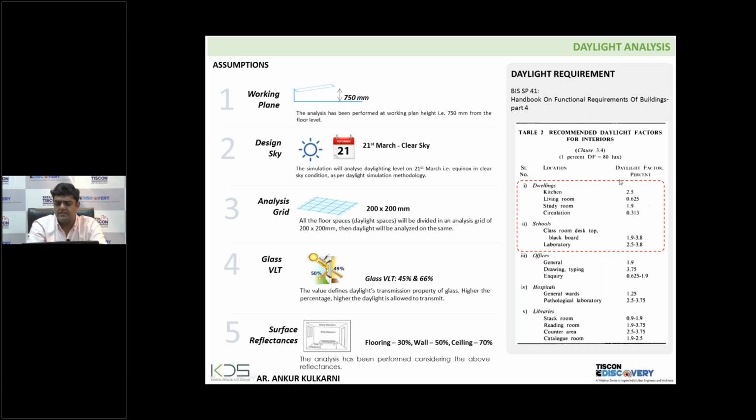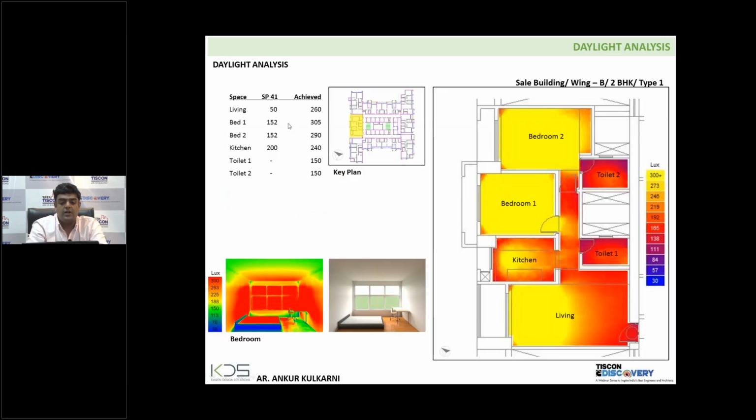And for daylight factors, these are the standards by SP41: the kitchen should have a daylight factor of 2.5, living room 0.625, study room 1.9, and circulation spaces 0.3. One daylight factor is roughly 80 to 100 lux. Converting it into lux level requirements, living room is 50, bedroom or study room is 152, and kitchen is 200. Against that, this was the scenario. For example, this living room is getting an average lux level of 260.